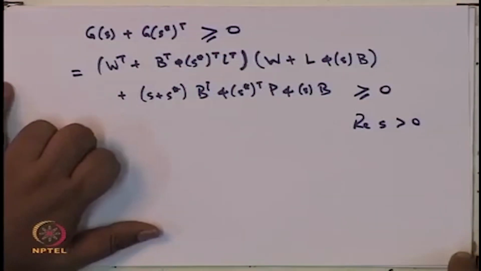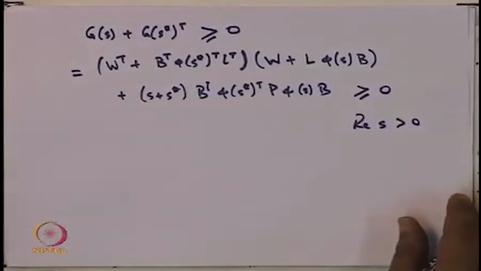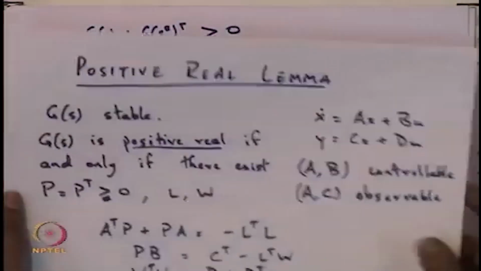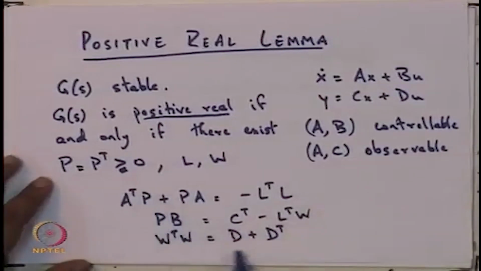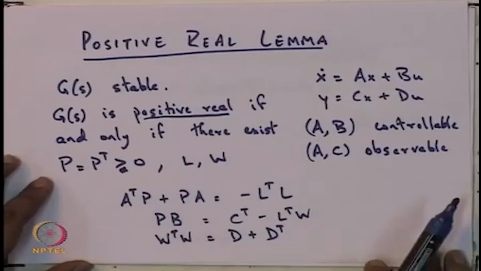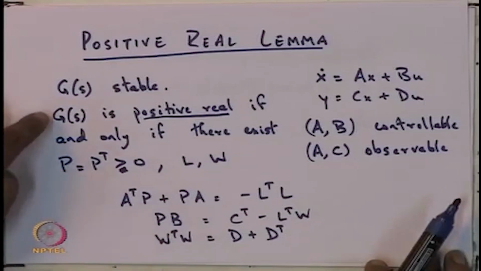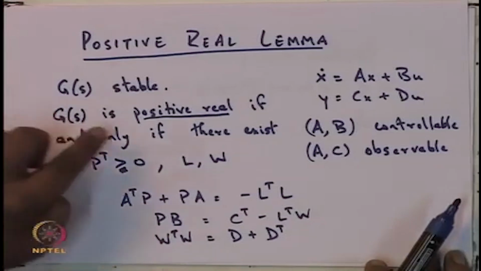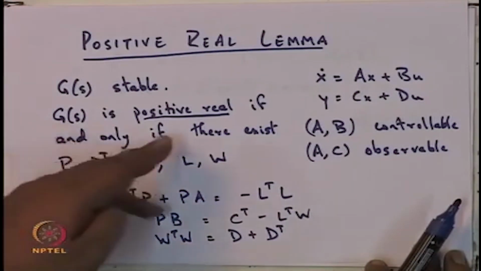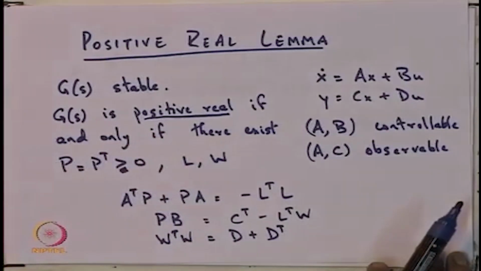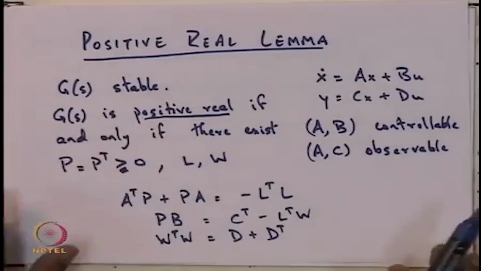Okay. So, what we have done just now is we have started in the positive real lemma with this assumption, and we have gone ahead and shown that this G(s) is positive real. In fact, whatever I have been using as the definition of positive real is something slightly more than that.